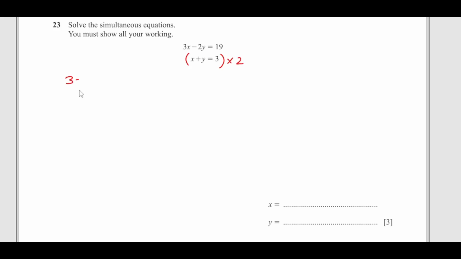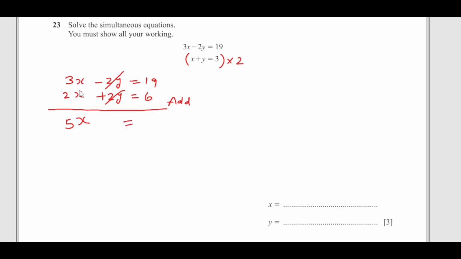So I am rewriting both equations here. 3x minus 2y equals 19, and this multiplied by 2, it will be 2x plus 2y, 3 times 2 is 6. So this 2 will be multiplied to all these numbers and letters, right? So now we can add this. When you add, then you see 3x plus 2x, it is 5x, and this 2y and 2y get cancelled because this is negative and this is positive. 19 plus 6, 25. So x will be 5. 25 divided by 5, it is 5, right?